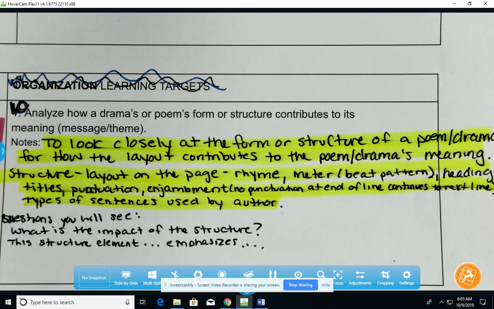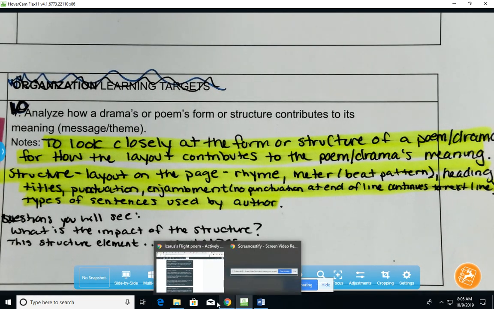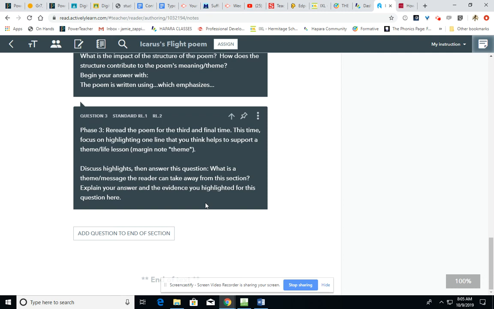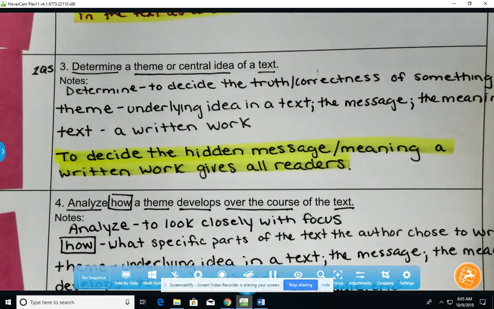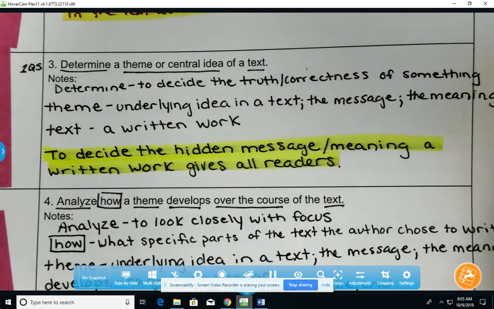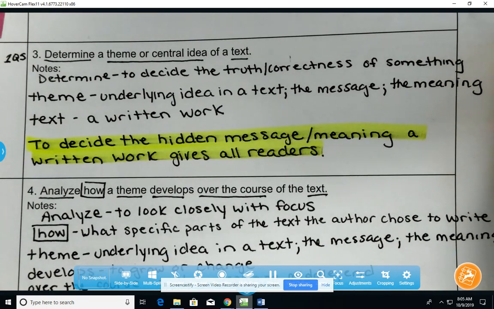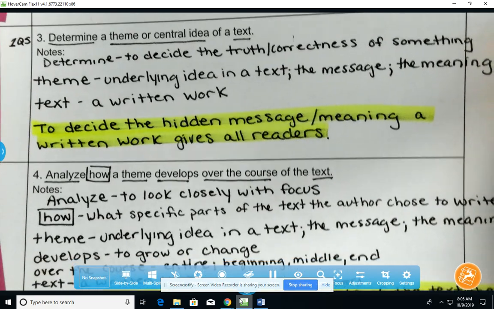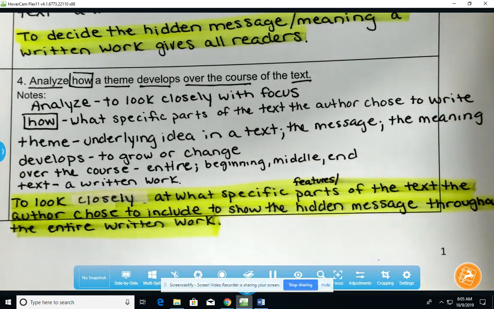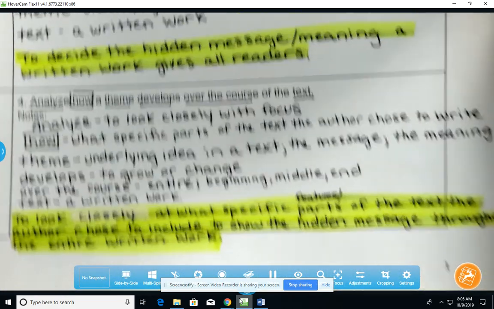That's phase 2. Phase 3, we are going back to the standard, why does this poem matter, which is when we read it the third and final time and we look to decide that deeper meaning, that big message. So as we look at that, we'll be looking at learning target number 3, determine a theme or central idea of the text, which is to decide the hidden message or meaning that the writing is conveying that can connect to all readers, as well as how that theme develops over the entire poem.